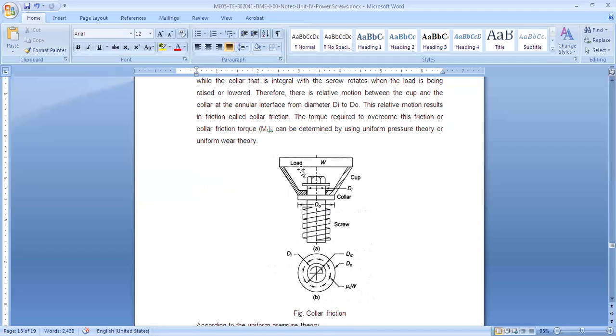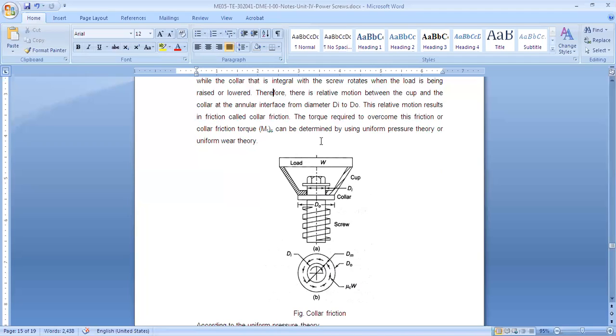I will repeat again. When we want to put these square threads into application, the threads will be rotating, right? But we do not want these to come in contact with the object, so we have something called a cup, which comes in contact with the object, and there is a frictional motion between a part of the screw, the collar, and the cup. To raise or lower or rotate the screw, we have to overcome this friction, and the torque required to overcome it is called the collar friction torque. Are you getting my point?